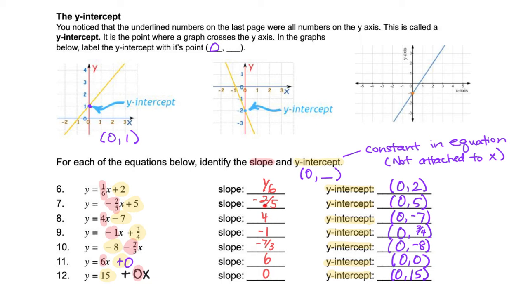The sign goes with the value. So if you have a negative here, or if you have subtract, like when you have these reversed, you would still write that as a negative.